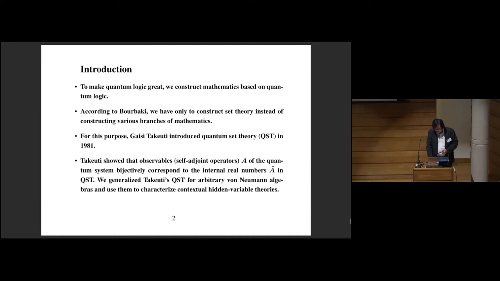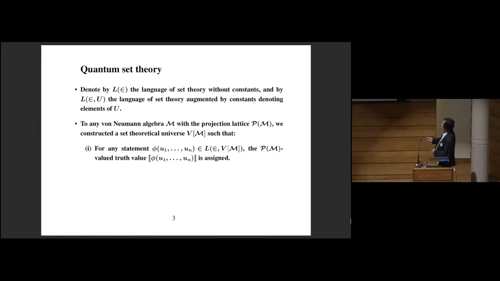Quantum set theory starts with the language of set theory L_∈ without any constant symbols, and L_∈(U), the language of set theory augmented by constants denoting elements of U. To any von Neumann algebra M with the projection lattice P(M), we construct a set-theoretical universe V(M) such that, one, for any statement, meaning a closed formula φ(u1,...,un) in this set-theoretical language, including constants denoting elements of this universe, a projection-valued truth value is assigned. So for every formula, a projection-valued truth value is assigned.